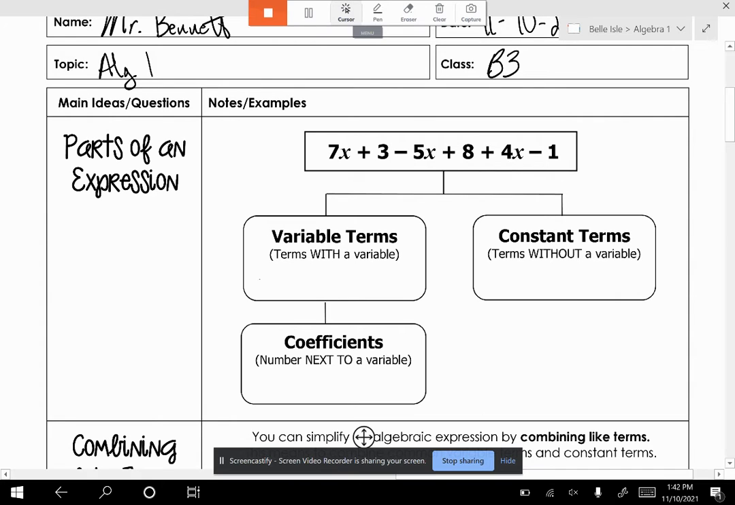Okay, the variable terms: 7x, negative 5x, and 4x. Okay, the constant terms are 3, 8, and negative 1.